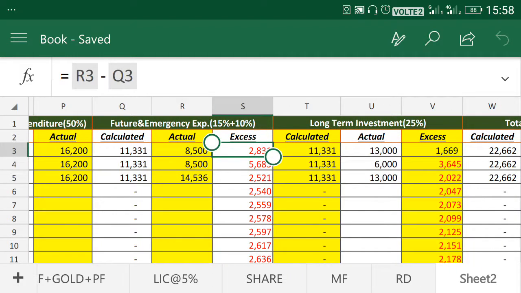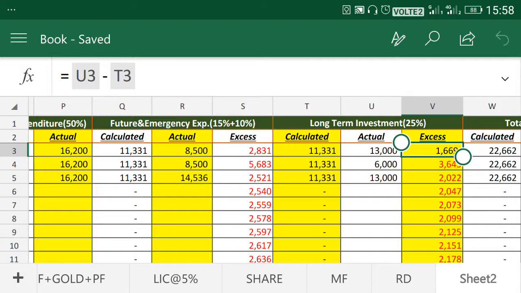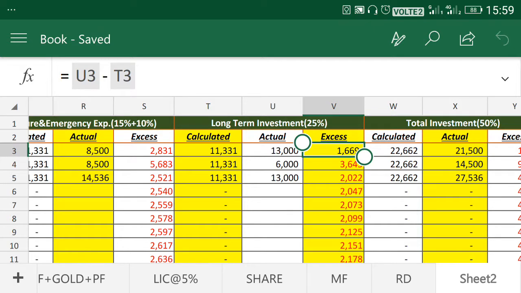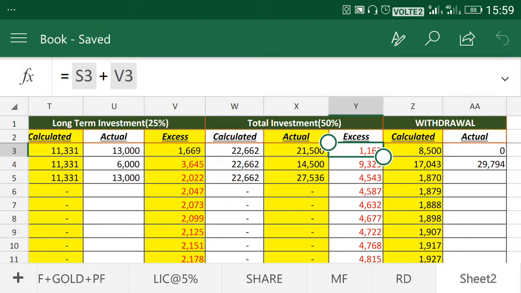Now comes your long-term investment, that should be 25% of your income. So it should be 11,331. Actually you have made an investment of 13,000. So here you can find there is an excess of 1,669 rupees. It's good. If you are saving more, then it's really good, and if there is a shortfall, then it's really bad. Whatever it may be, it happens actually. Then comes your total investment. Calculated it is 22,662, and your actual investment is 21,500. So overall there is a shortfall of 1,162.